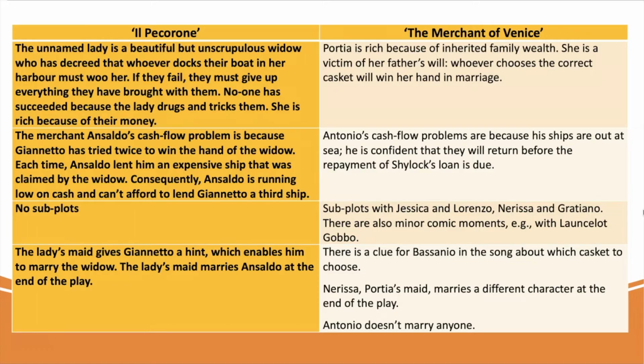with Launcelot Gobbo. In the original, the lady's maid gives Gianetto a hint, which enables him to marry the widow, and the lady's maid marries Ansaldo at the end of the play. In The Merchant of Venice, there is a clue for Bassanio in the song about which casket to choose. Nerissa, Portia's maid, marries a different character at the end of the play, and of course Antonio doesn't marry anyone. Now, we will explore reasons for the changes throughout this video series.